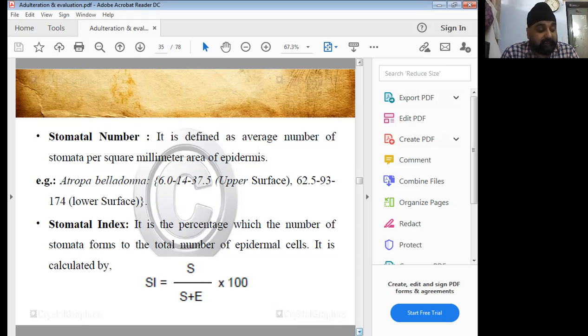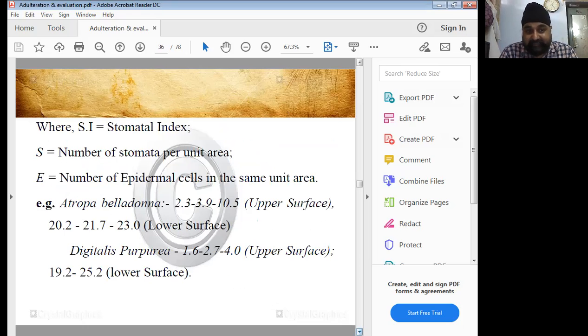Then comes stomatal index. It is the percentage which the number of stomata forms to the total number of epidermal cells. It is calculated by this formula: stomatal index, SI, is equal to S multiplied by 100 divided by S plus E. Now what is S? S is the number of stomata per unit area. What is E? E is the number of epidermal cells in the same unit area. Okay.